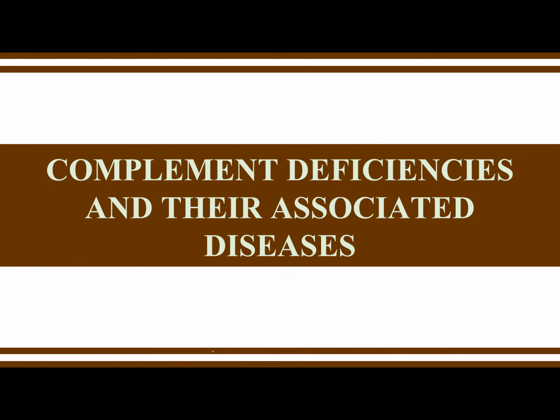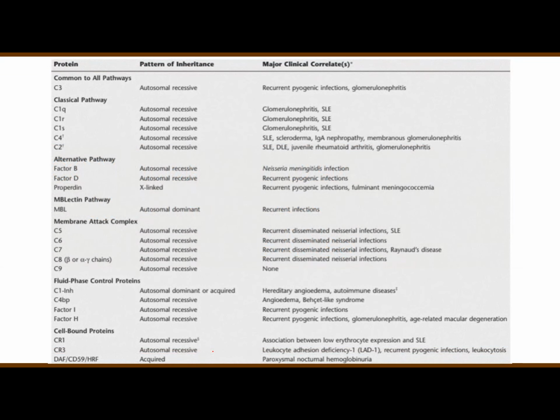Then the deficiencies and their associated diseases. I want you to memorize this. I won't tackle them, just memorize the proteins and their major clinical correlations. Most of the correlations are repetitive, with only a few that are different. Just remember that when it is C1, it is glomerulonephritis and SLE. So do take the time to study and memorize this. This may come out in your exam.